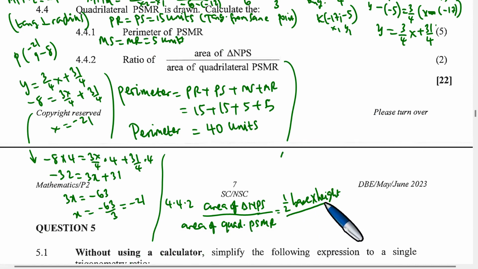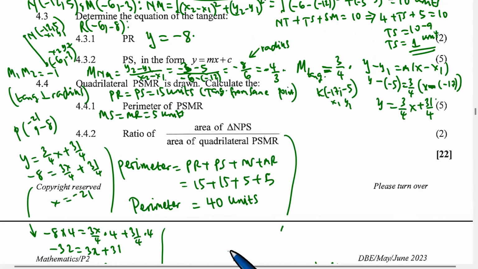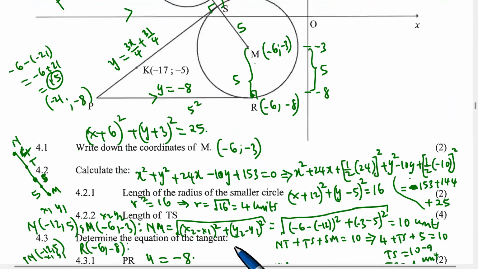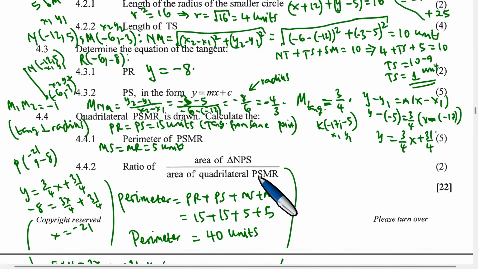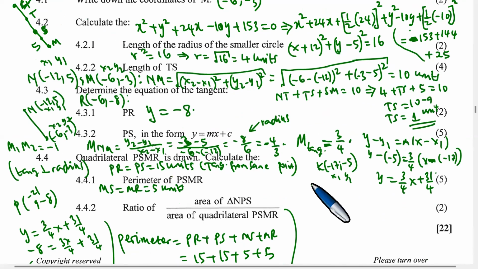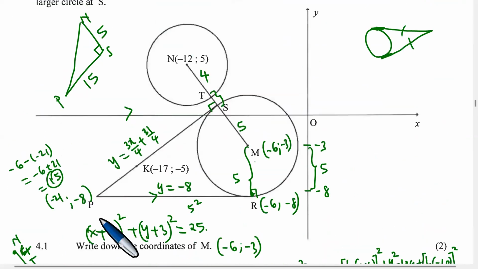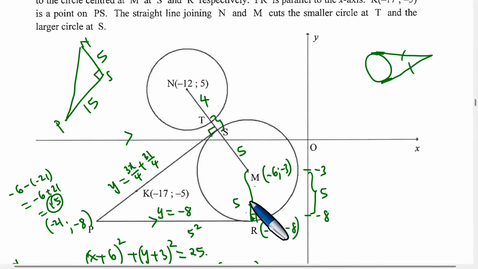divided by the area of the quad. Okay, PSMR. What is the area of this quad? What kind of a shape is this?